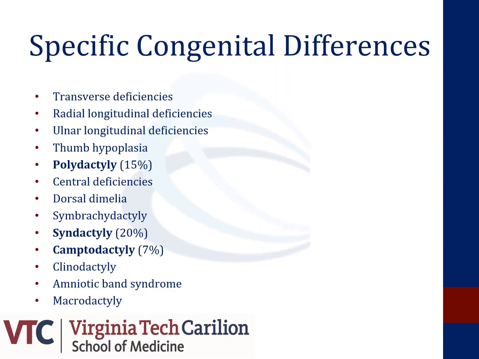There are multiple congenital differences that we'll discuss in more detail today. The most common of these is syndactyly, as well as polydactyly, camptodactyly, and various types of amputations. It's important to note that many times congenital hand differences are accompanied by psychosocial implications for the family and for the patients. And parents may feel prolonged grief or guilt.